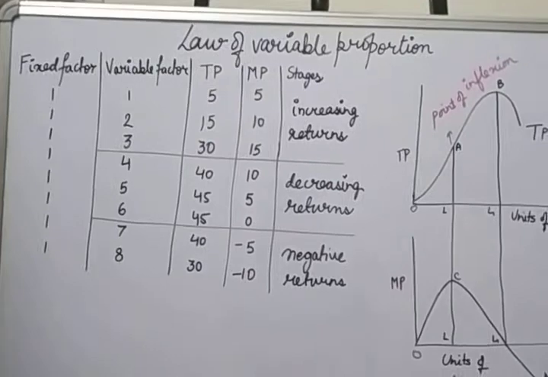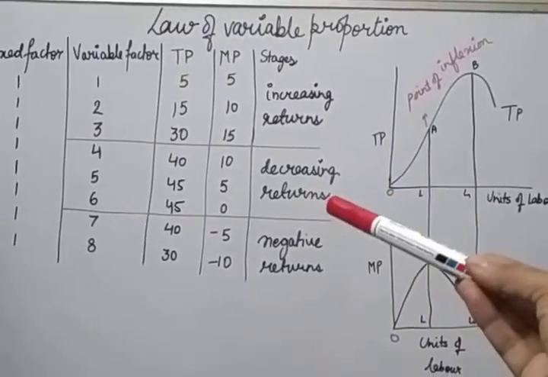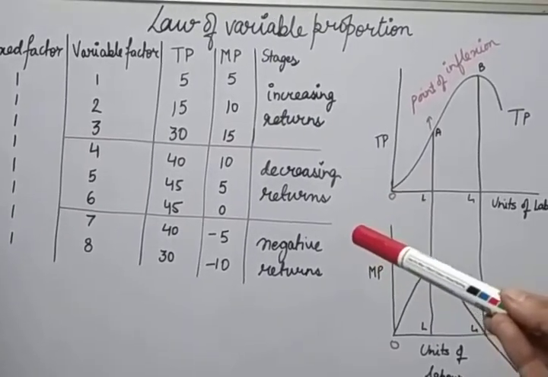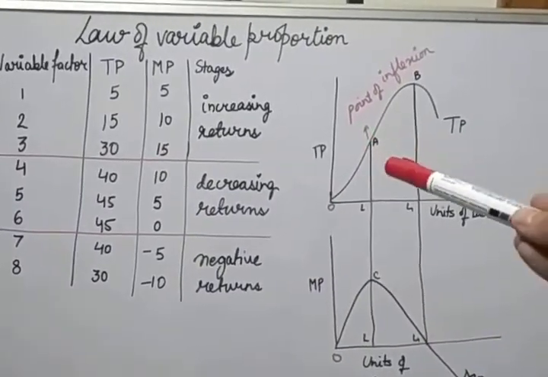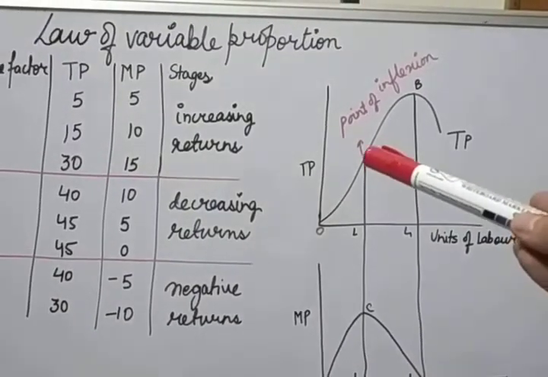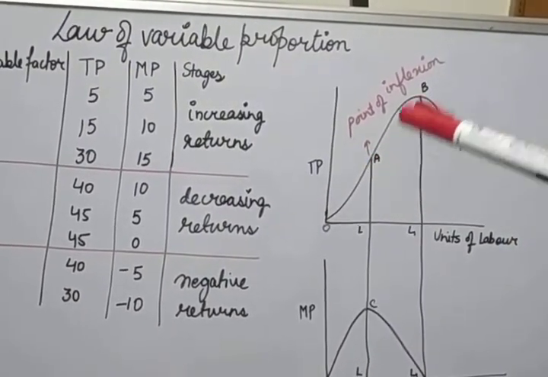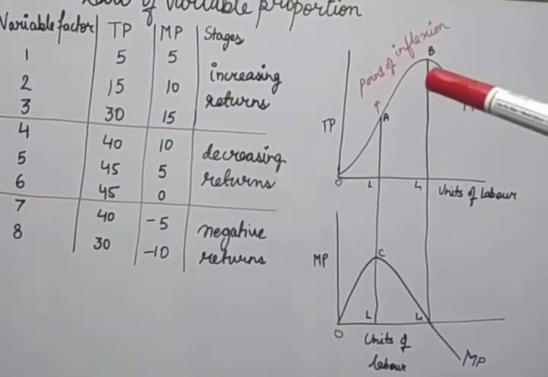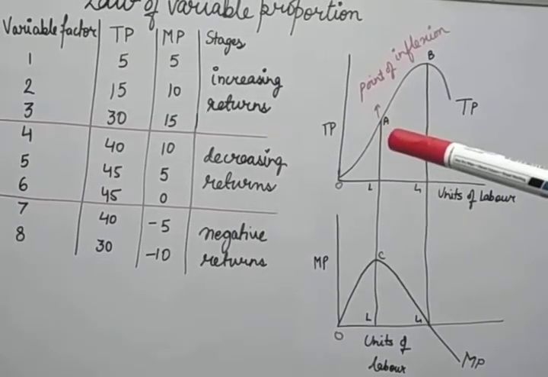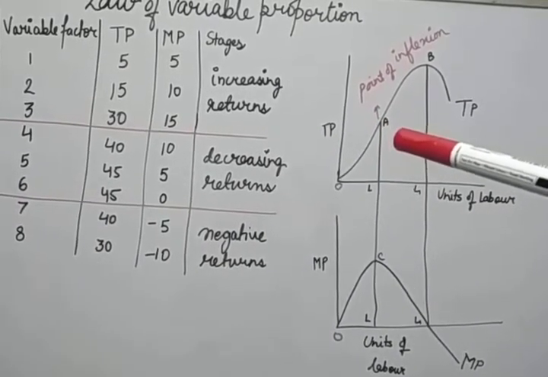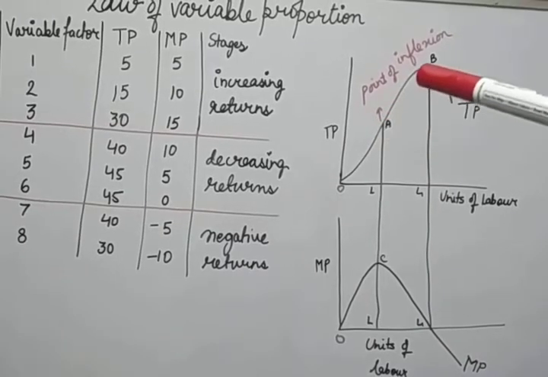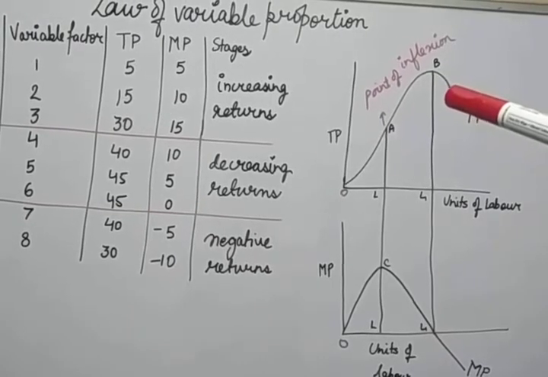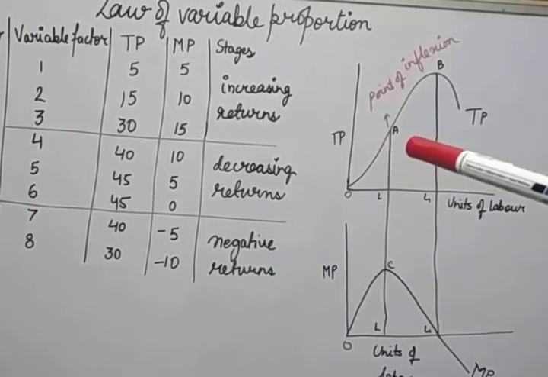Now, let's come to the second stage of the diminishing returns or the decreasing returns. Now, it is the point where the slope of TP changes. That means after point A, you can see the slope of the TP changes. Little bit bend is there. That means after the point of inflection, the TP slope is changing. That means up to this point, TP has been increasing at the increasing rate. But from this point onwards, TP increases with decreasing rate.